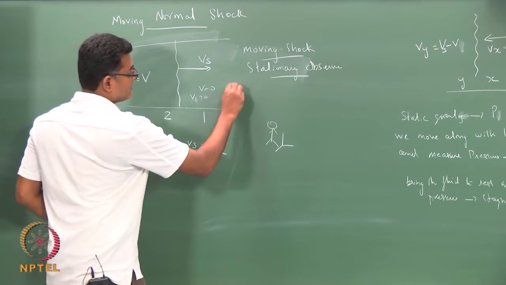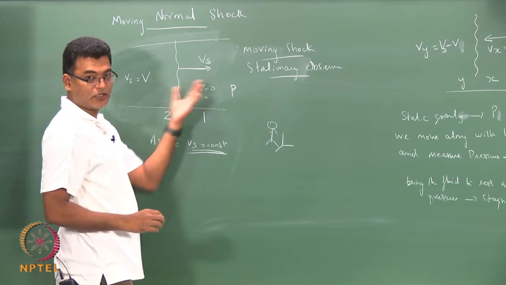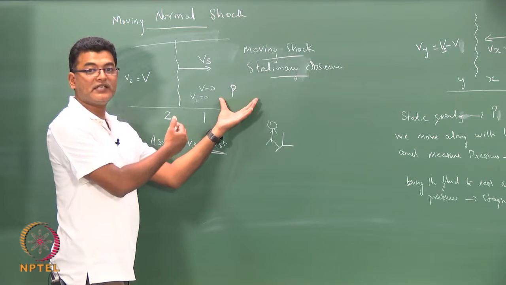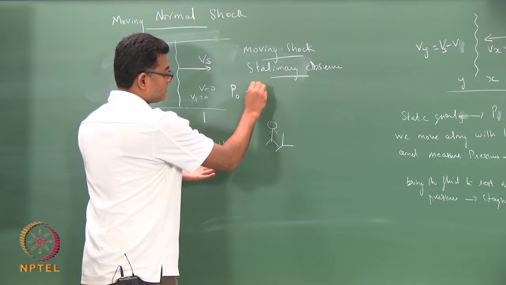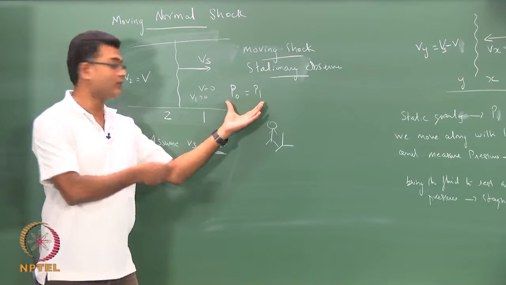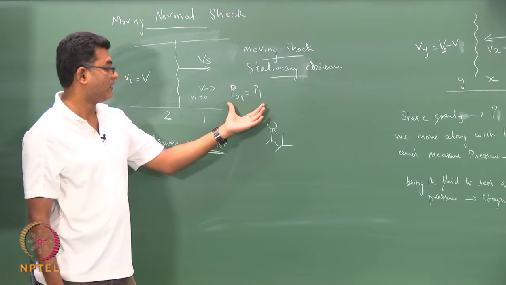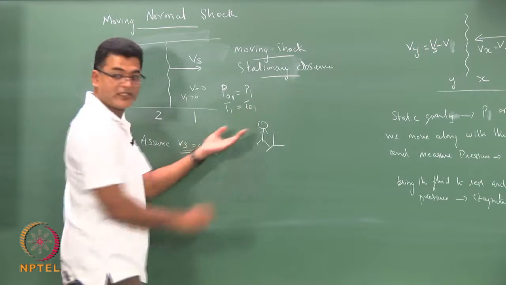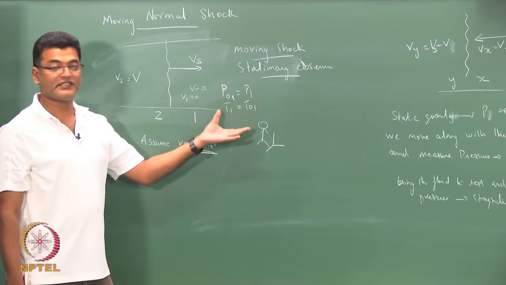So, the pressure here before the shock approaches, it is a stagnant fluid. So, the pressure here is my stagnation pressure, which is also my static pressure. So, my P1 is also equal to my P01, okay, and hence my T1 that is measured is also equal to my T01. Okay. So, that is the first information we have.